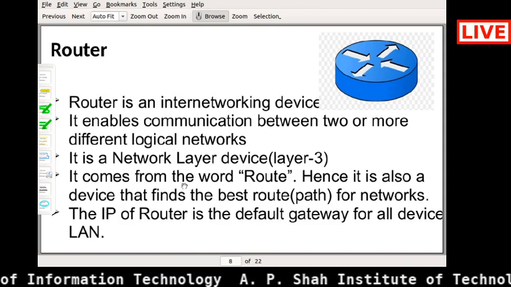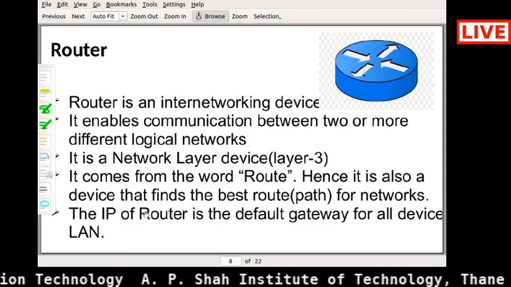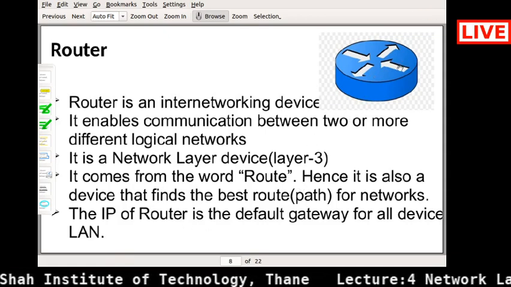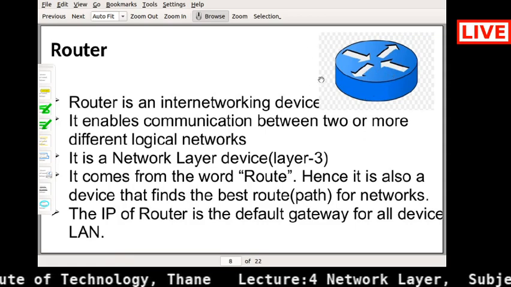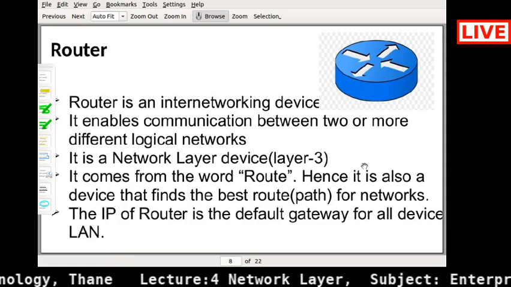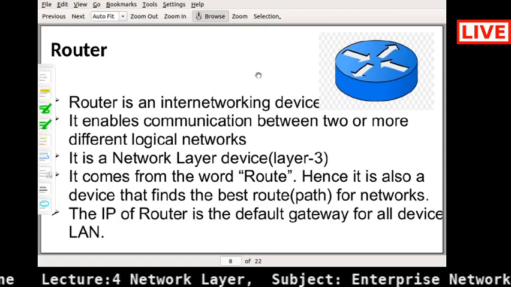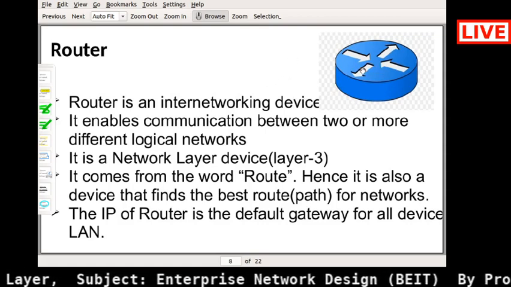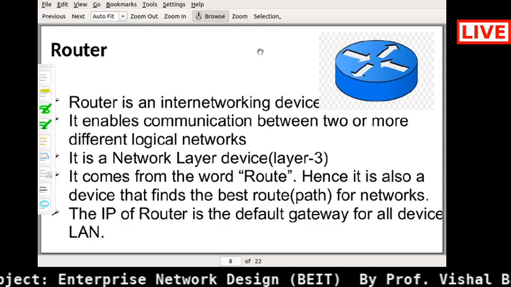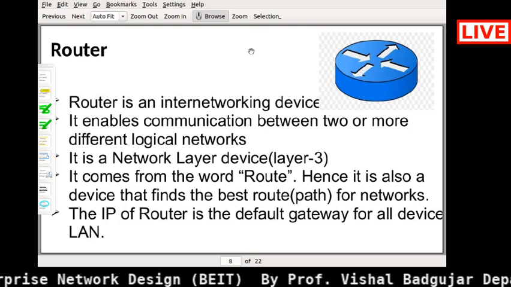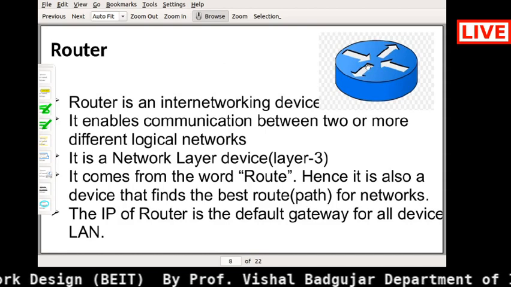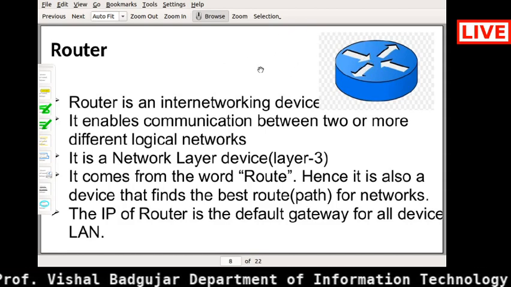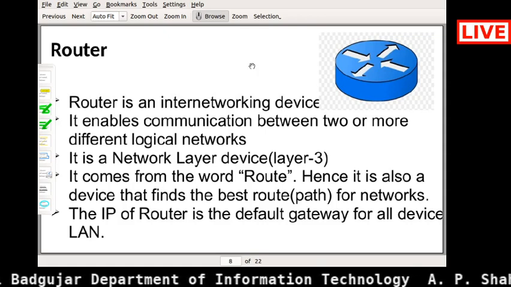And if you consider the LAN, obviously the IP address of the router is taken as the default gateway for all the end devices. For example, if you attach an end device to this particular router, the default gateway for that device is nothing but this router's IP address.